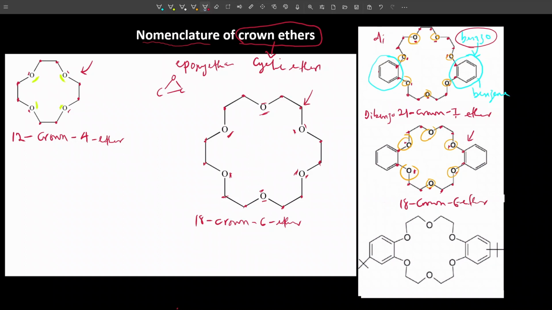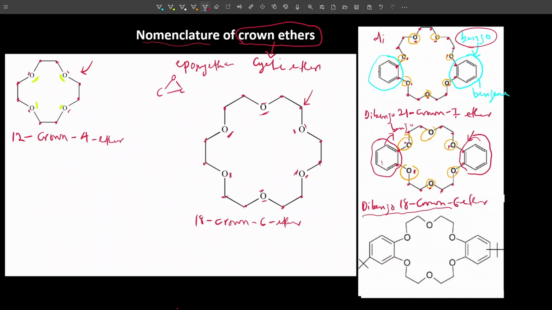But we have two substituents. We have two groups attached here, this and this, and they are both benzene, right? So we use the word benzo. How many benzene groups do we have there? We have two benzene groups, so we say this is dibenzo.